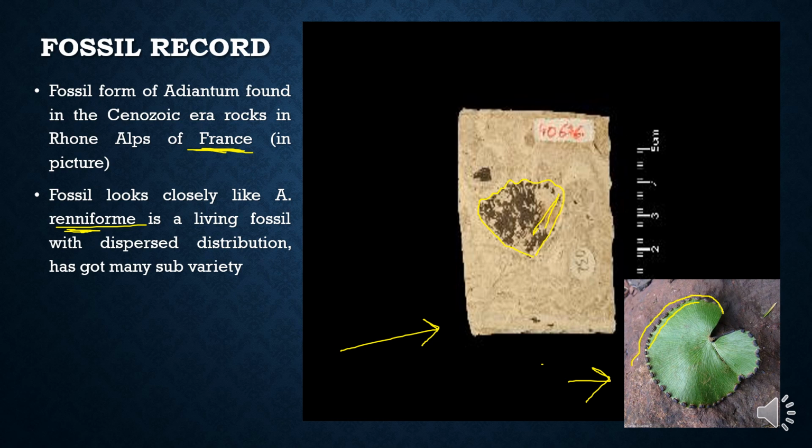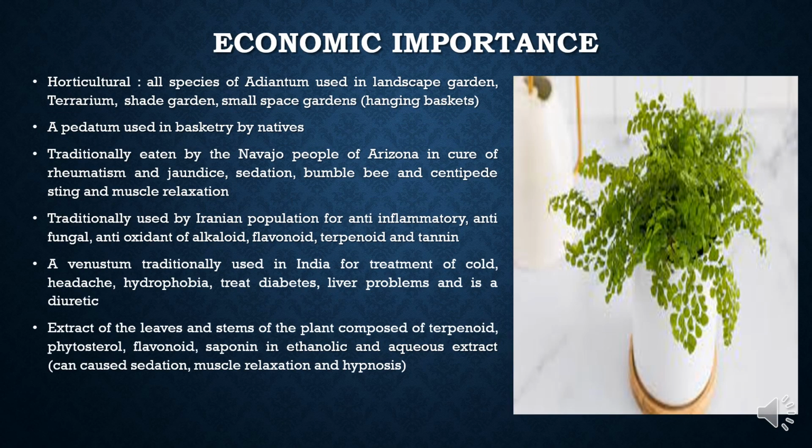Actually, Adiantum reniforme is considered a living fossil because we see many isolated varieties all throughout the world. About the economic importance of this species: it is a fern used as an ornamental species, in gardens, very much in shade varieties, in gardens where there is little space. So its horticultural importance is immense. Apart from that, it is used by the natives in basketry, that is, to make baskets, and traditionally it has been used as a medicine by many tribal populations.